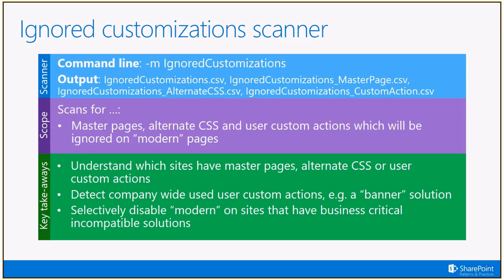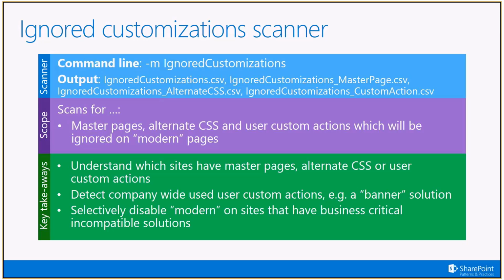Around user custom actions, when working with beta testers, what we've noticed is that, for example, we have customers having one user custom action on all their site collections because it is embedding a company-wide banner solution. If that's the case, and you need a banner solution, then this user custom action is really critical for you, and you probably cannot go to modern at this point unless you have an alternative solution for that.